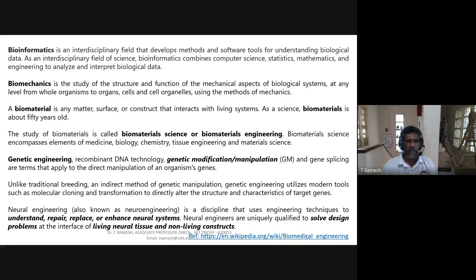So the study of biomaterials is called biomaterial science or biomaterials engineering. And biomaterial science encompasses elements of medicine, biology, chemistry, tissue engineering, and material science. So by keeping all this in mind, I think Anna University has reframed the syllabus structure by introducing biology as one of the subjects in the entry-level courses. I hope it has been implemented from 2020 onwards. I hope so.